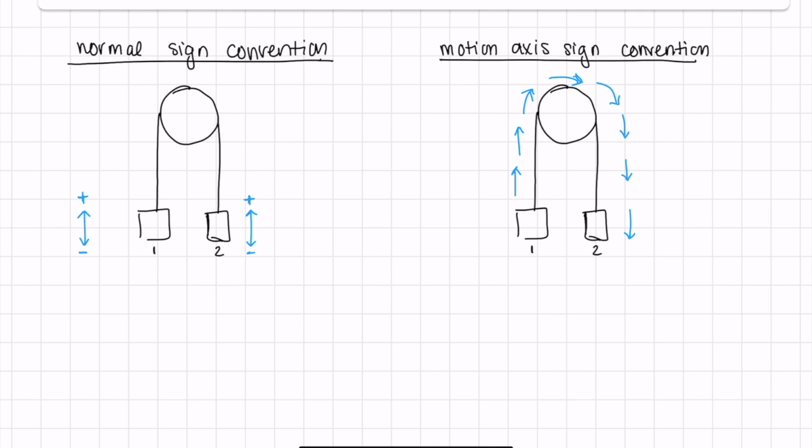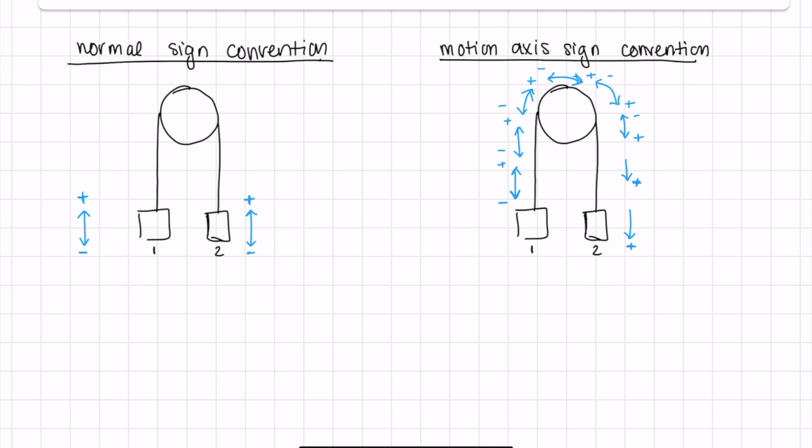But what you can do instead is think about the axes as being positive and negative, as in positive going along with the motion and negative being in the opposite direction of motion, which would mean that down is positive on the right-hand side, and that means down is negative or up is positive on the left-hand side.